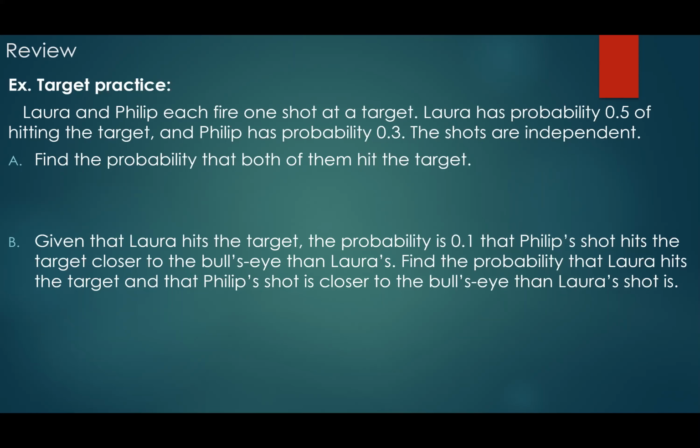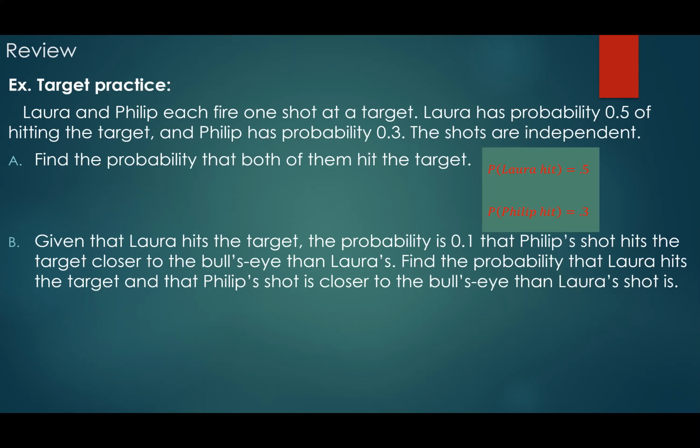Because they spell it out for us, they say that the shots are independent. Now they ask you to find the probability that both of them hit the target. If they are independent, all we need to do is find the probability of Laura hitting the target, multiplied by the probability of Philip hitting the target. Do you agree that they give us that? They give us that the probability of Laura hitting the target is 0.5, and the probability of Philip hitting the target is 0.3. Those are the probabilities they give us.